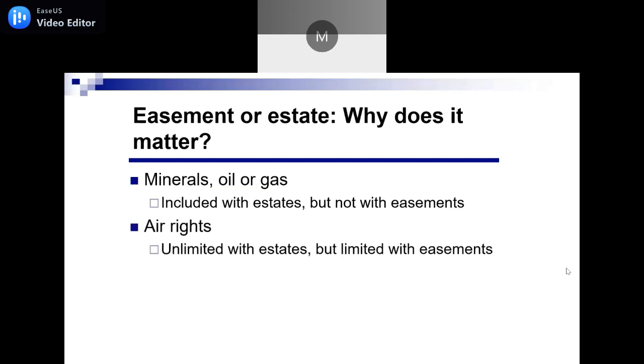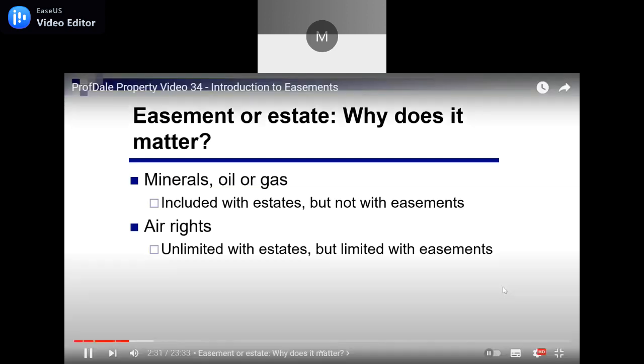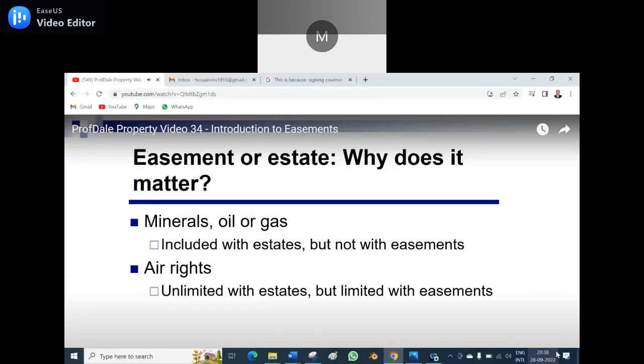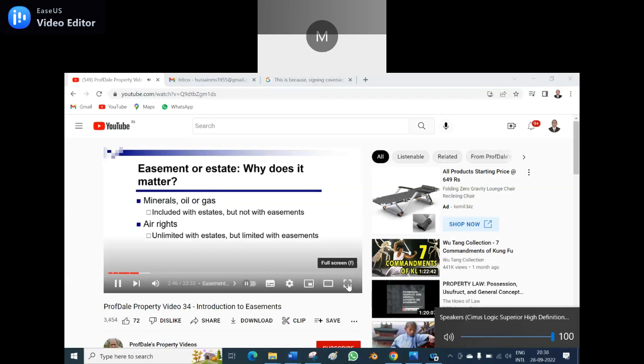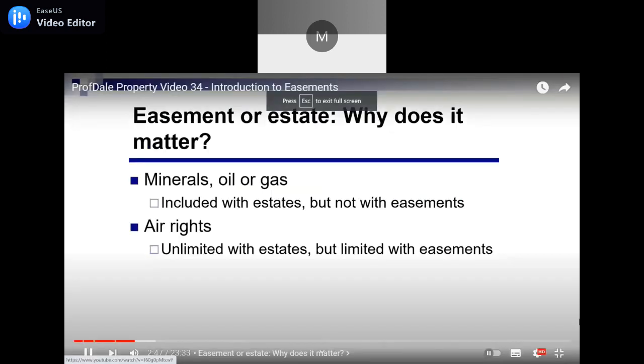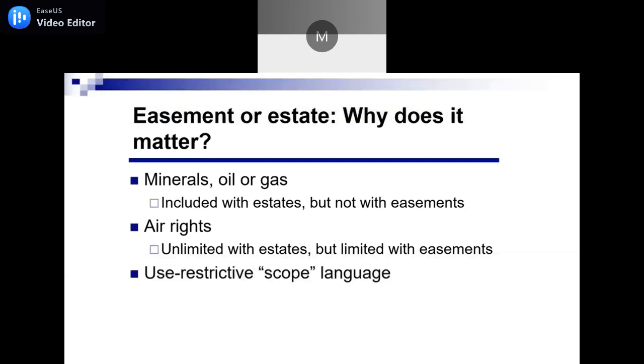Similarly, with air rights. If you have an estate, your air rights are basically unlimited. You can build as high as you want to, subject, of course, to the local zoning ordinance. On the other hand, if you have an easement, your air rights are limited. You can only use the amount of airspace that's necessary to give proper enjoyment to the easement itself. If I gave you an easement for driving trucks, for example, your easement would probably be limited to about 14 or 15 feet in height because that's all the airspace that the trucks would reasonably need in order to use the driveway.